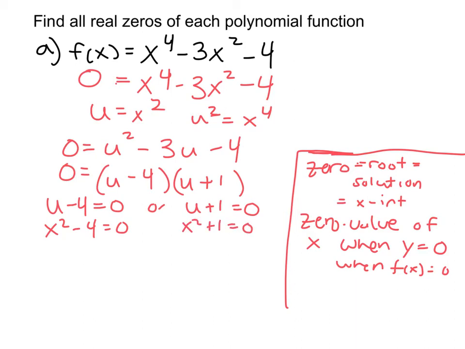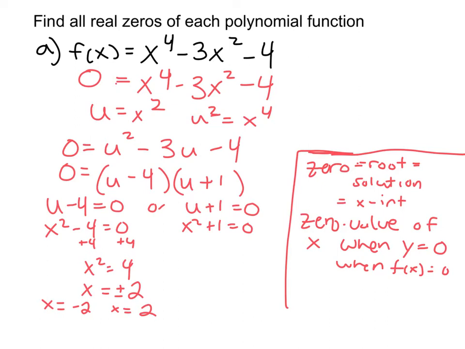Now let's solve for x. I'm going to add 4 to both sides. I'll have x squared equals 4. So x equals plus or minus the square root of 4, which is 2. So x equals negative 2, x equals 2. Those are two roots to this function.